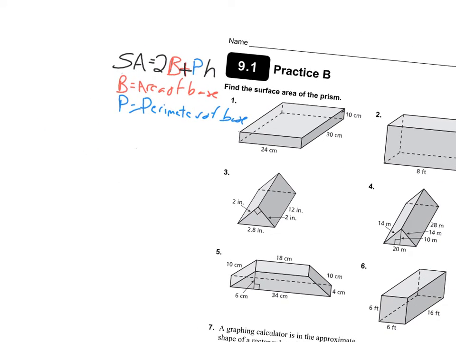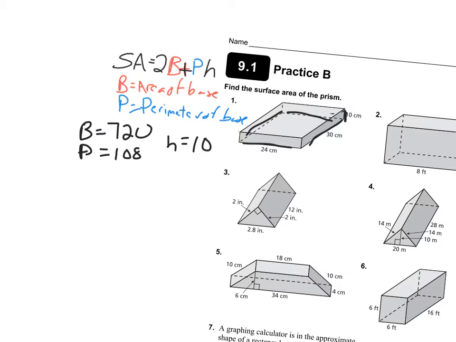So I'm going to call 24 by 30 my base, this shape right here, okay? So if I call that my base, the area of that, which is B, should equal 24 times 30, which is 720, okay? And then my perimeter of the base, since it's a rectangle, opposite sides are equal, so if this is 24, this has to be 24, so that's 48. And if this is 30, this has to be 30, so that's 60. So 48 plus 60 is 108. And then my height would be right here, which is equal to 10.